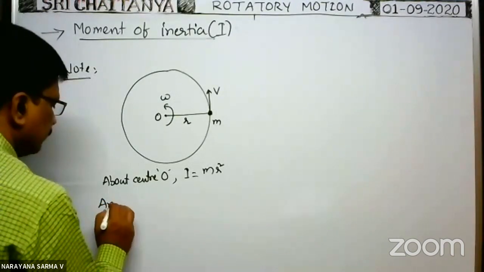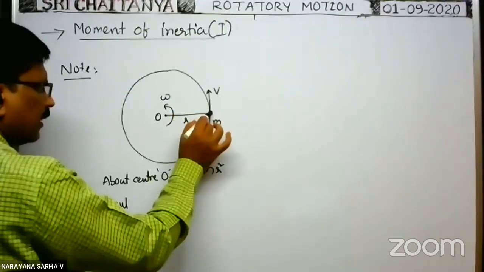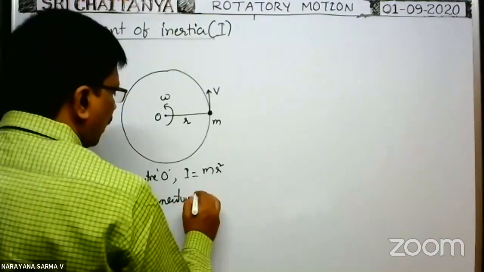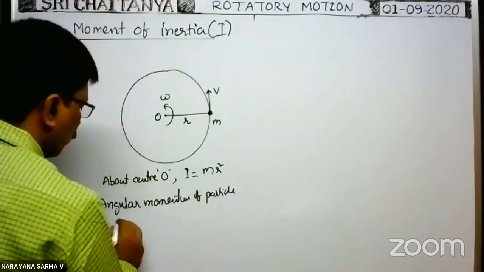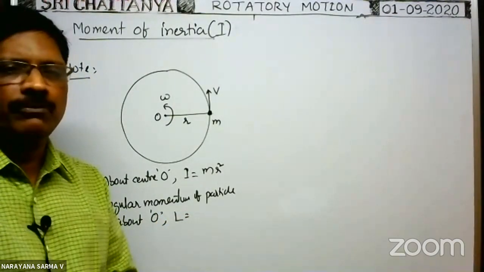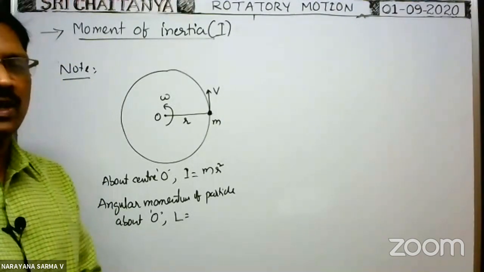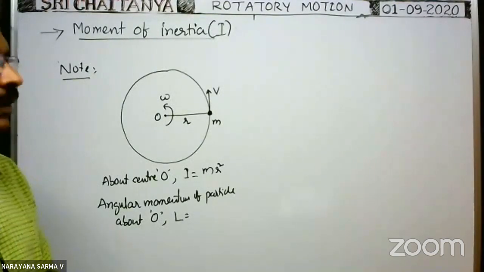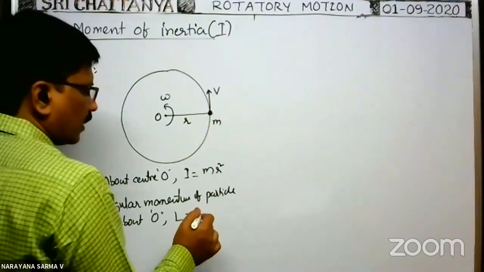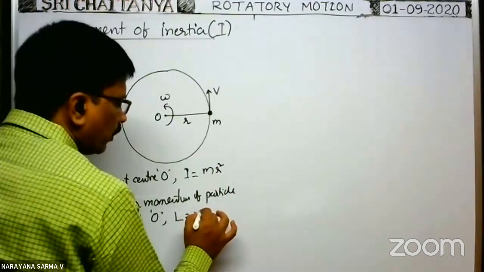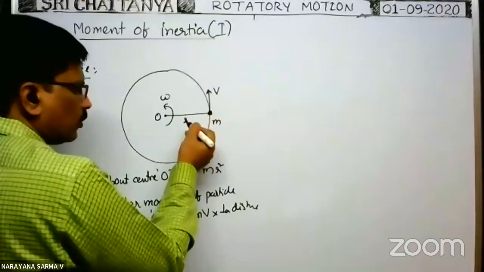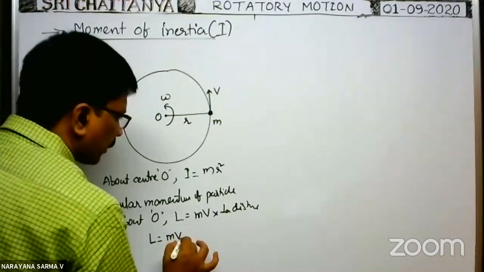What is the formula for angular momentum of the particle about O? Capital L is equal to, how can we write? Moment of linear momentum is called angular momentum. Moment of linear momentum means momentum mv into perpendicular distance. The perpendicular distance of the direction of motion of the particle from the axis of rotation is equal to r only, no? That's why angular momentum is equal to momentum into perpendicular distance r.